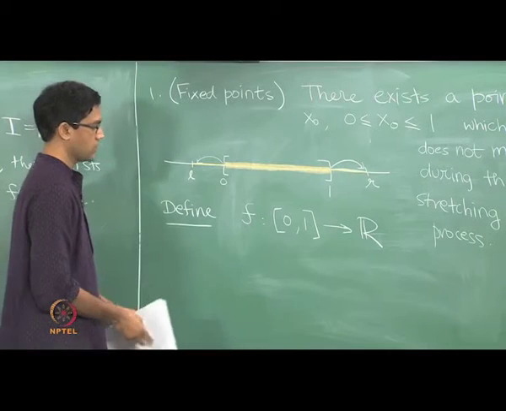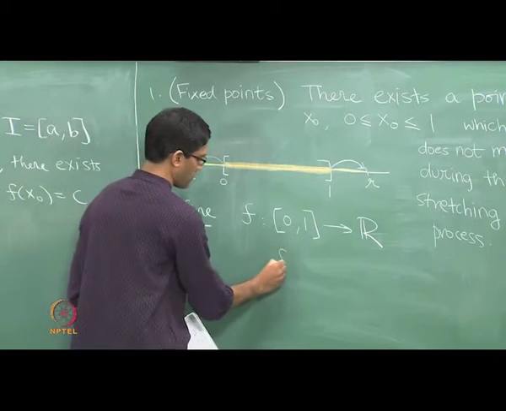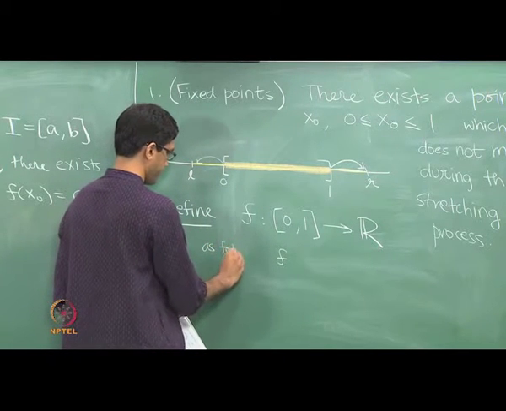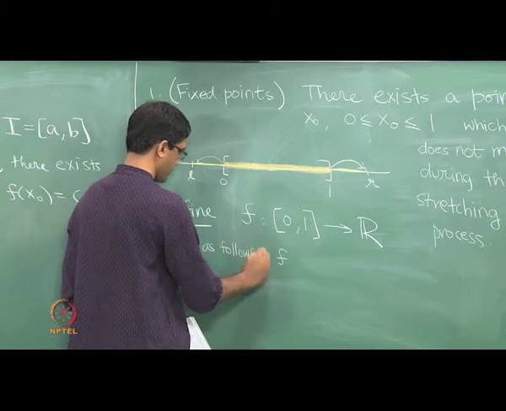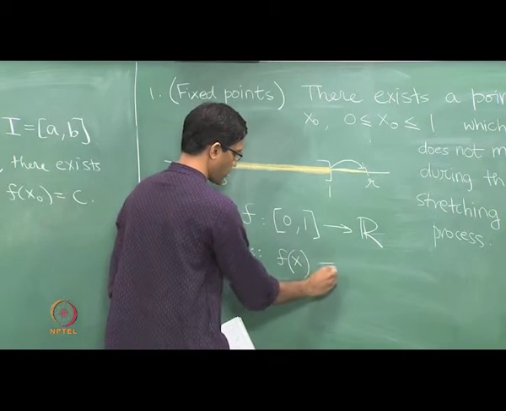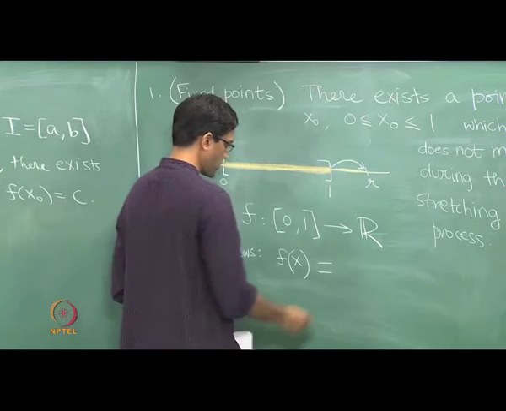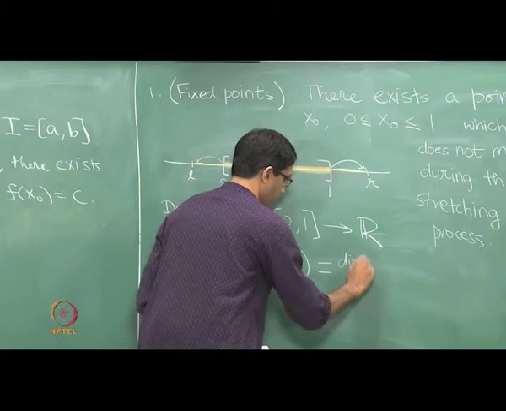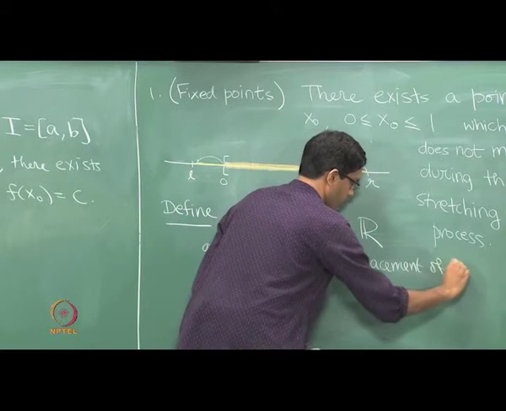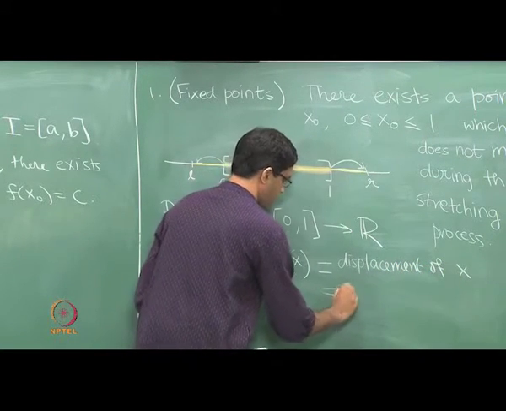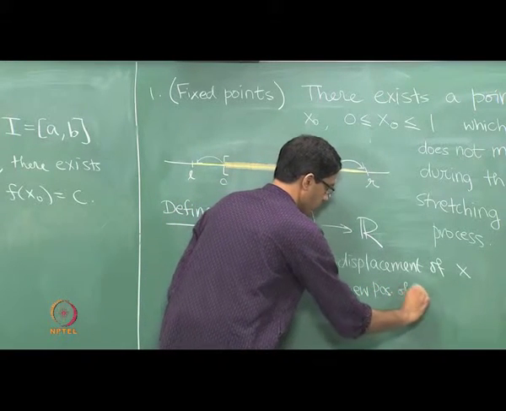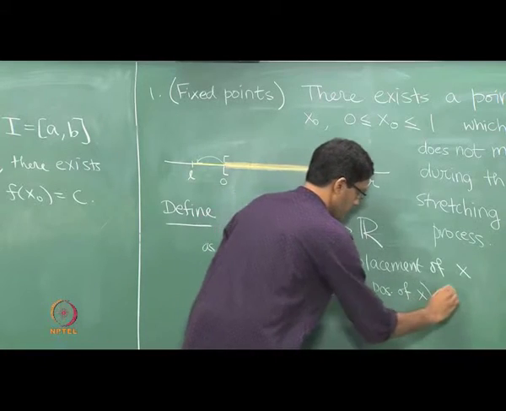And what's my definition? So [0, 1], remember, is like your rubber band. I will define the function as follows. For each point x on the rubber band, let f(x) denote the displacement of x. So what is displacement? Of the point x, it by definition means the new position of x minus the old position.